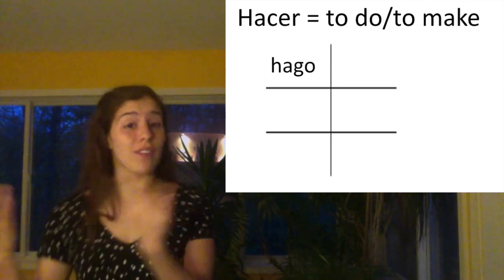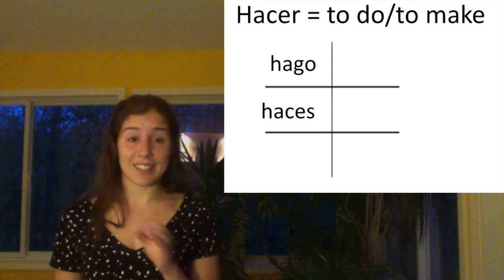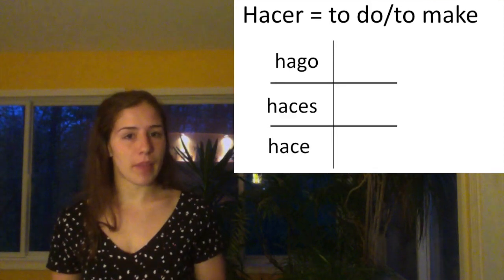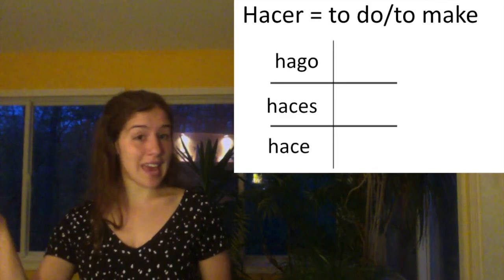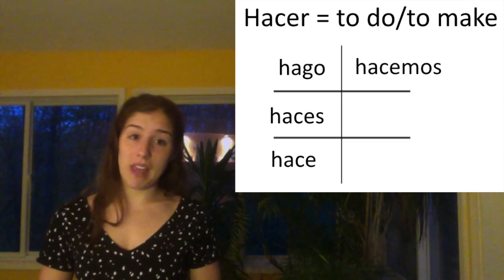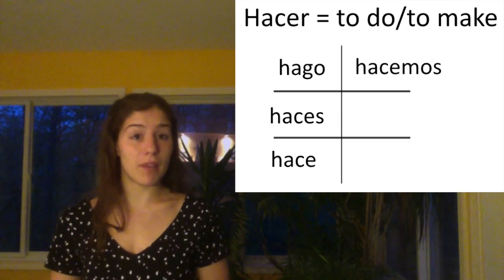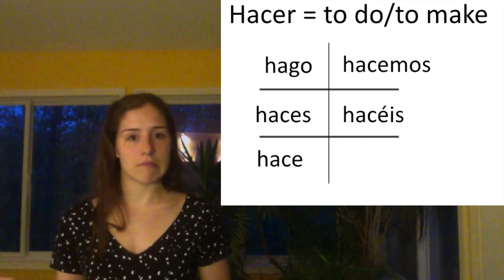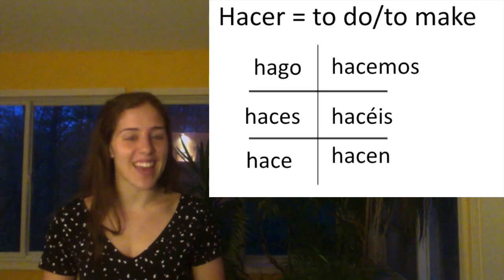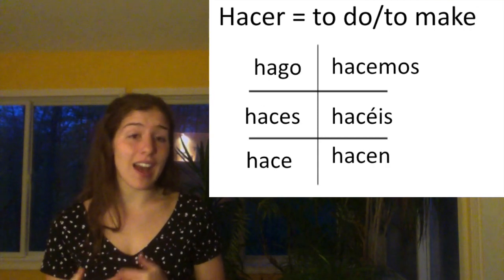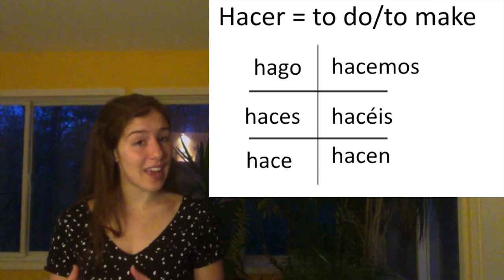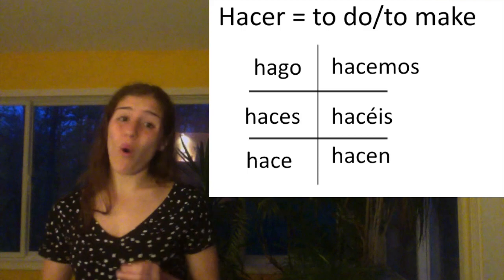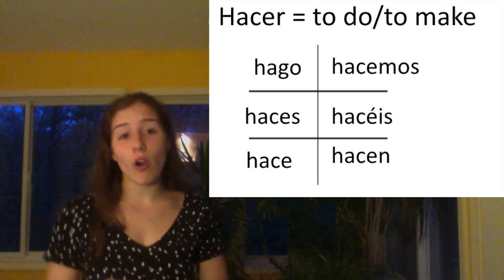So if we want to say you informal do or make something, it'd be haces. If we want to say she does the homework, we would say hace. If we want to say we make the cake, hacemos. In Spain, if we want to say y'all do something, hacéis. And if we want to say they do the chores, we would say hacen. Altogether, that sounds like hago, haces, hace, hacemos, hacéis, hacen. So the only part that's kind of weird about it is the yo form.